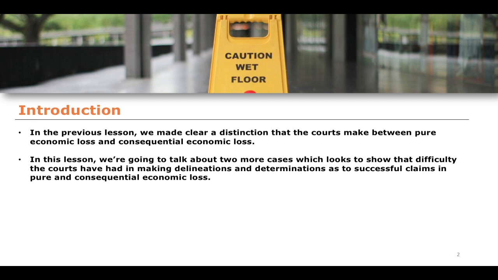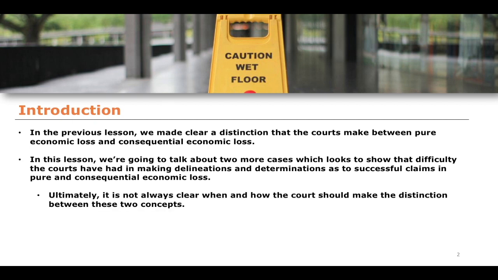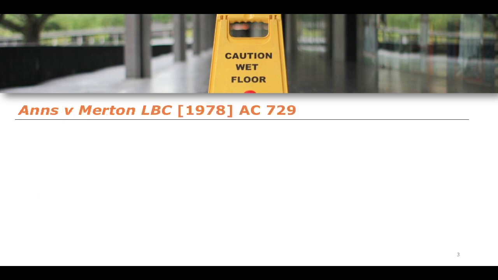The Spartan Steel case made it look easy, because you have some instances where you have certain melts and certain steel that were of less value, and so were directly damaged by the negligent action, the cutting out of electricity on the main road. But then you also have instances where they tried to make a claim for future melts that had no specific damage attached to them, and so they were considered to be pure economic loss. So that distinction was made to look easy in the Spartan Steel case, but the delineations and determinations between these two different types of loss, economic loss specifically, aren't as easy to actually show. Ultimately, it's not always clear when and how the court should make a distinction between these two concepts.